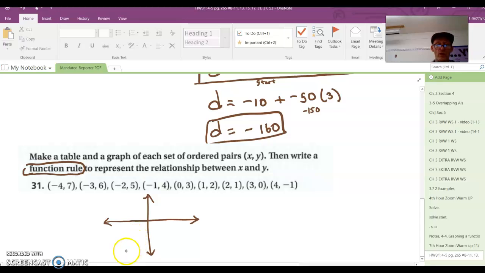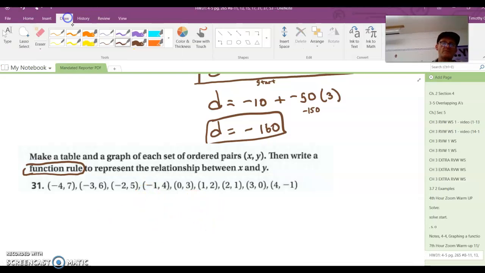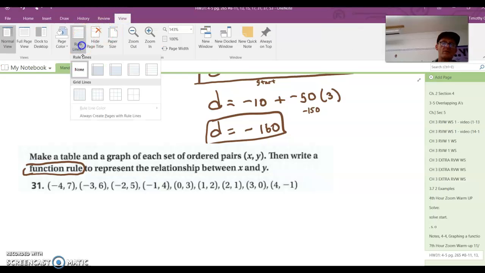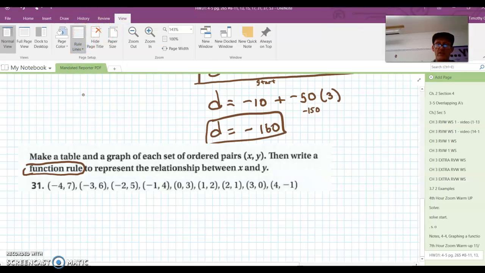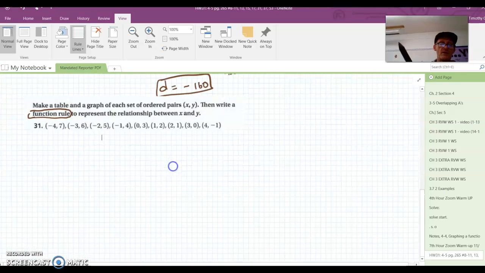So what does that line look like? -4, 7, -3, 6, -2, 5, -1, 4, 0, 3. All right, I'm way off here. Let me get a table here and get this graph. There we go. Cheater. That's okay though.